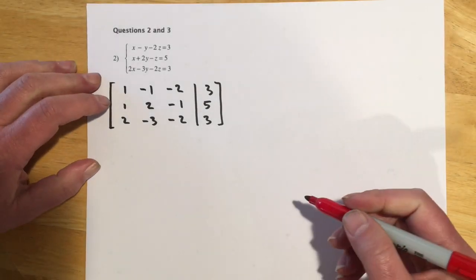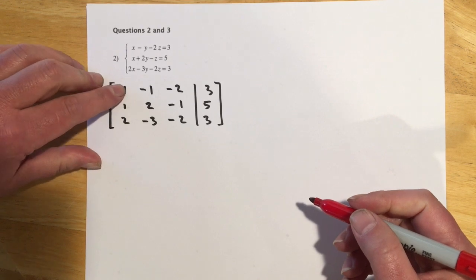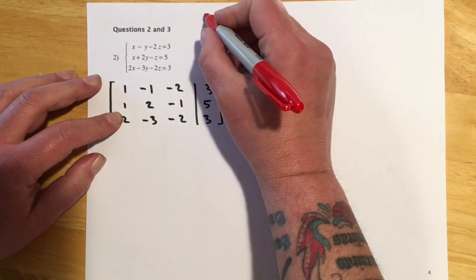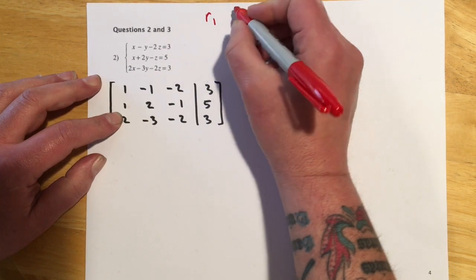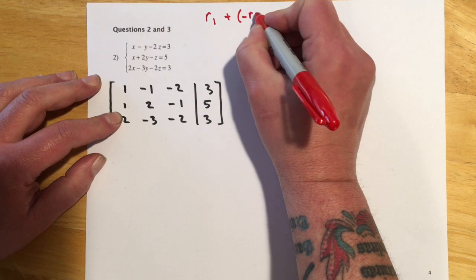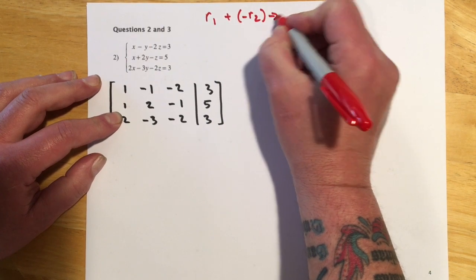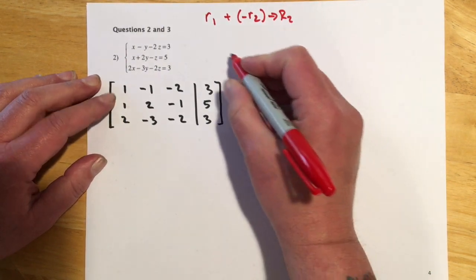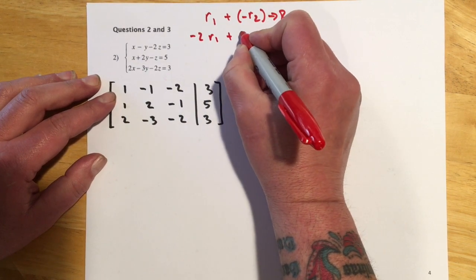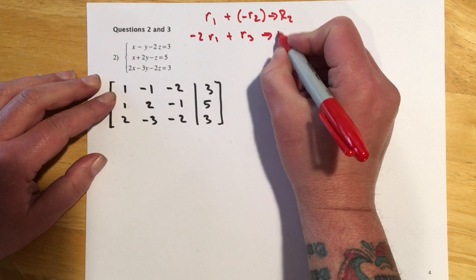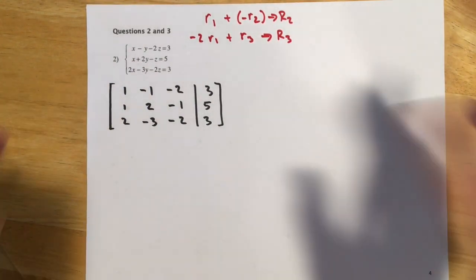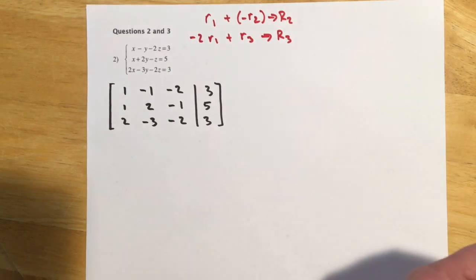Okay, so I'm going to do the same thing I did in the first example where I'm going to use this 1 to get zeros here. So that's going to be row 1 plus the negative of row 2, and that's going to make our new row 2, and then we'll go -2 row 3, or row 1 plus row 3, and that's going to make our new row 3. So I'm just going to set that up over here, and then I'll be back to show the math.